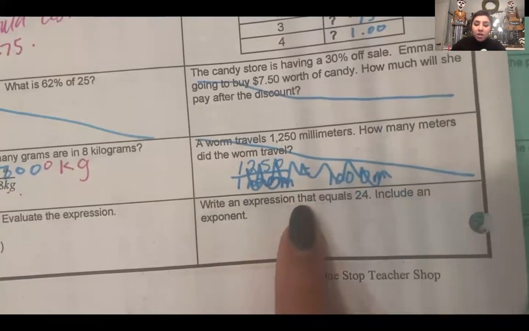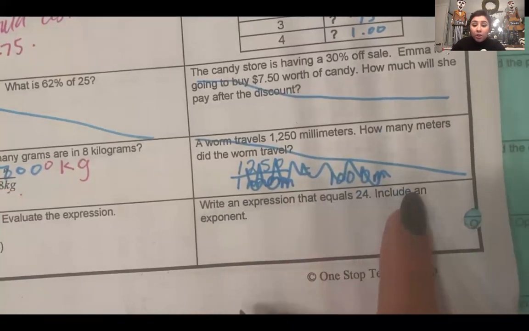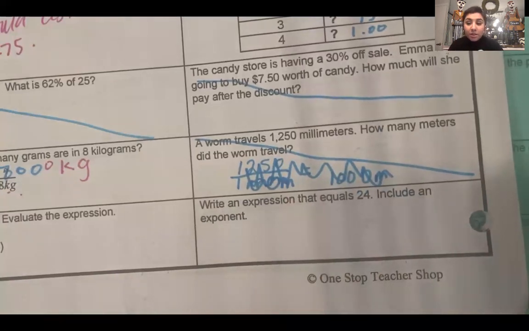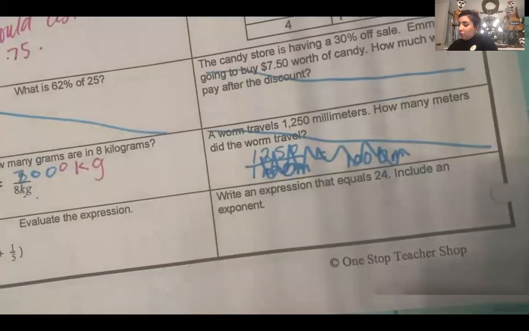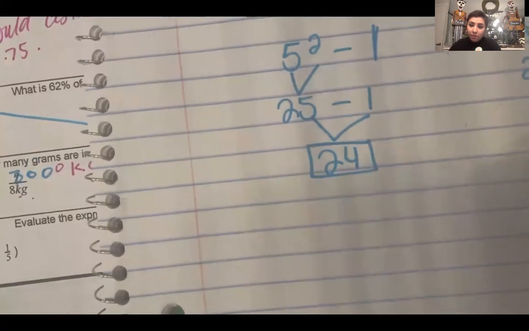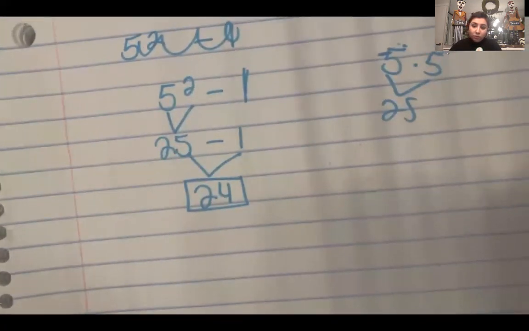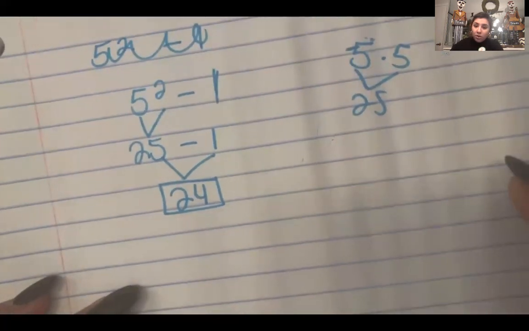Write an expression that equals 24. Include an exponent. So I want you to try to write an expression that's different from mine because we're all going to choose different answers. You can choose any numbers as long as it equals 24. So I will show you what I chose. I chose 5 to the power of 2. And I will show you how I solved it.